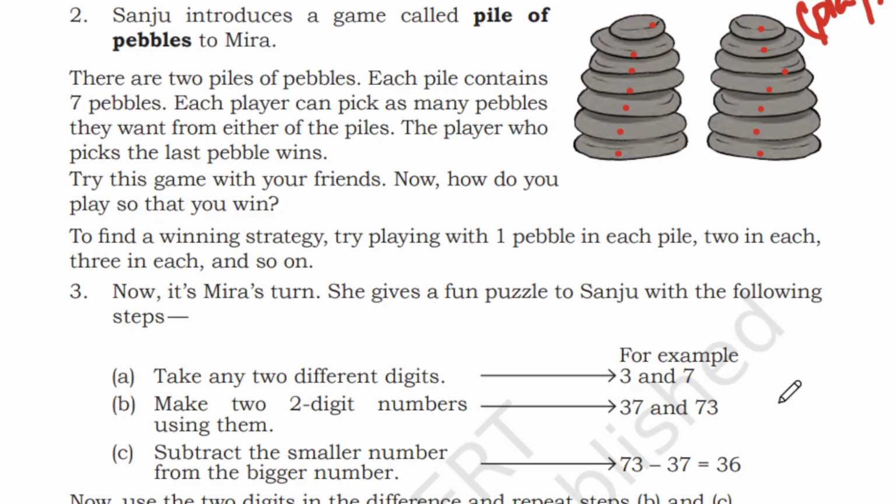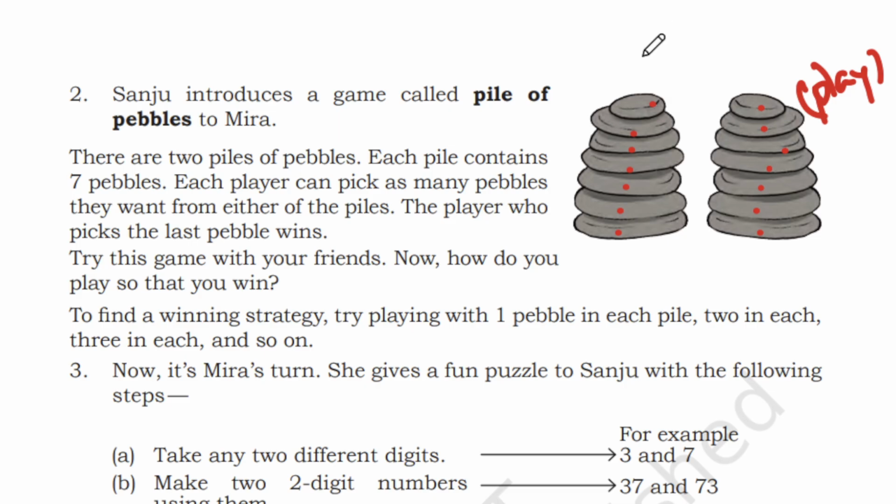Let me tell you the rule of this game. For example, if Lee and Leah are playing this game, and Lee takes the pebbles up to 6, and Leah takes the pebbles up to 4, who's the winner here? Lee is the winner. He has taken 6 pebbles and Leah has taken only 4. So the person who carries more pebbles is the winner.